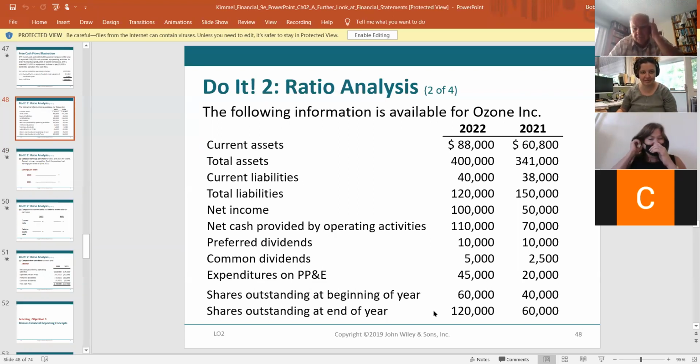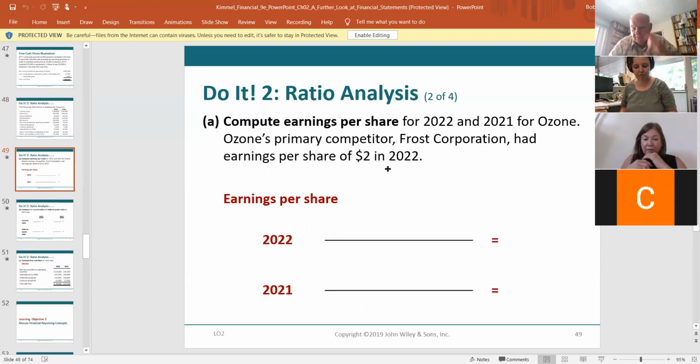Okay, let's go through it together then, Kelly. What were your current assets in 2022? 88,000. And what were the current liabilities? 40,000. What's 88 divided by 40? That's your answer. That's all there is to it. For the other one, current assets were 6,800. Current liabilities, you divide those out. Okay, thank you.